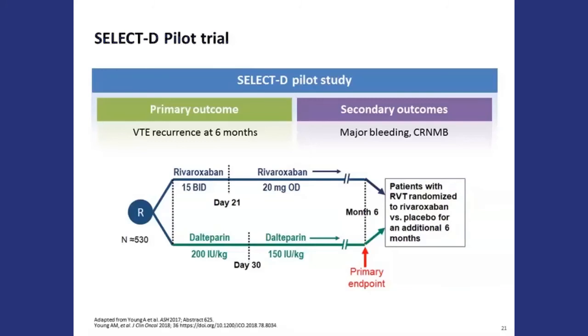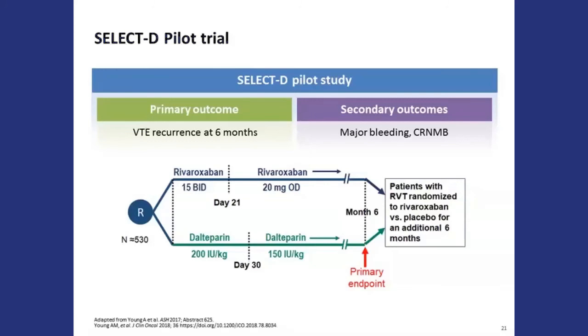units per kilogram thereafter. They originally had planned a second randomization at 6 months, and this blows my mind, that they would randomize people to placebo. Again, I don't think people recognize for some reason or another that patients with active cancer have a very high risk of ongoing clot. But maybe the investigators didn't recognize this, but clearly other people did because they could not enroll enough patients into this arm.